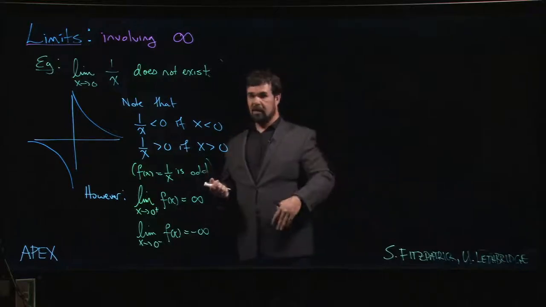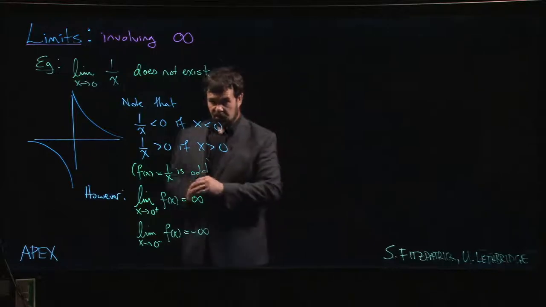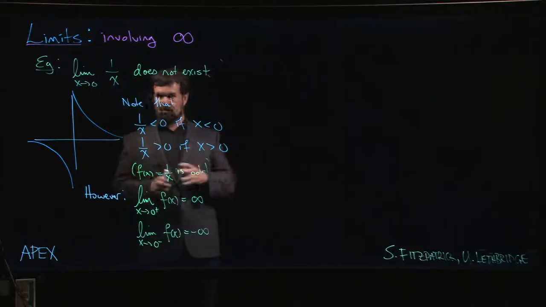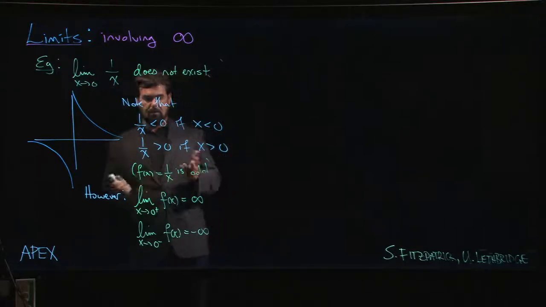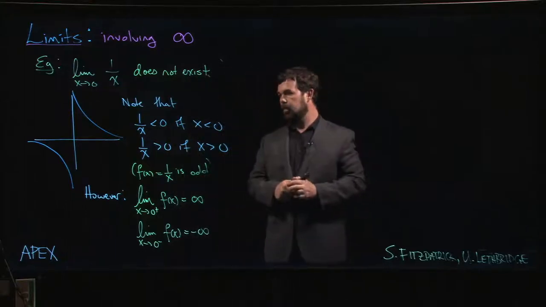And if you wanted to give one of these formal given n, find a delta proofs, if you wanted to do it in this case, well, you can take your delta to simply be 1 over n, and it's going to do the job. It's a rather simple function. It's a good exercise to try writing it up if you're curious, and plus you get some practice using the limit definition for one-sided limits.